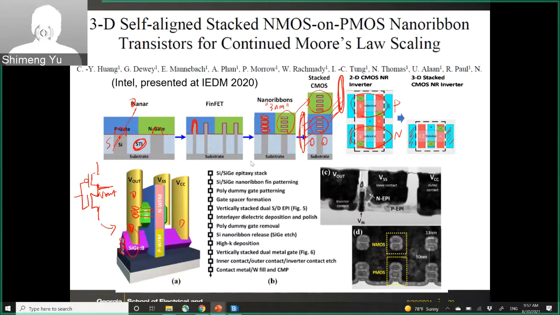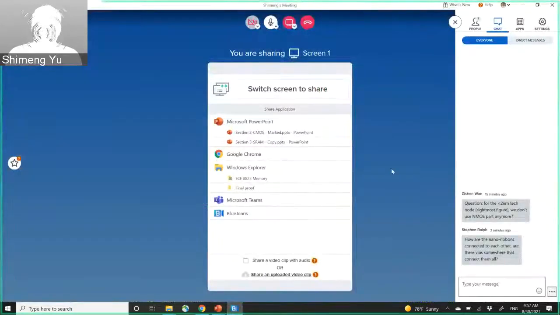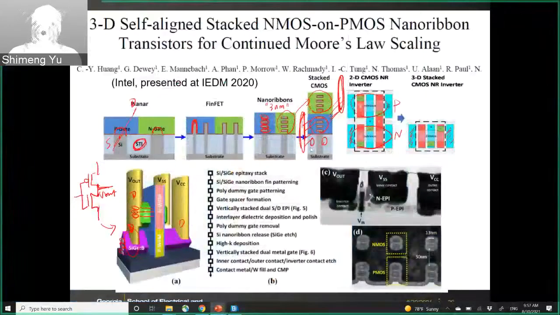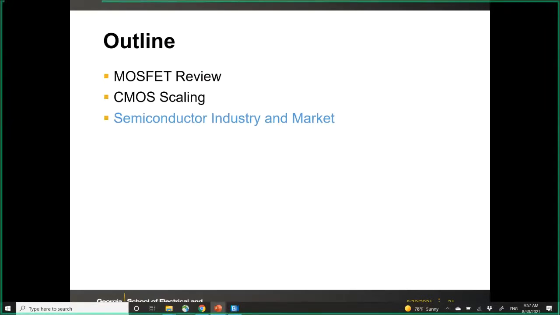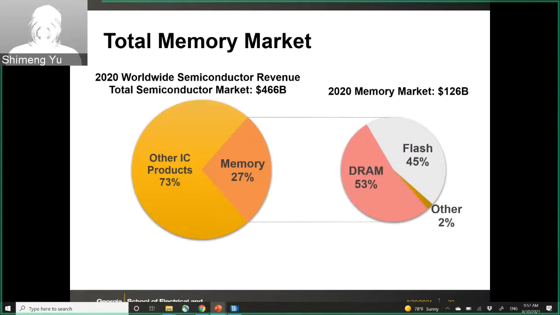All right, so let's move on. So finally, in this lecture 2, I will spend a few minutes on the industry landscape. This is not technical, but just for your information. So the total memory market. This is the statistics from last year. The total semiconductor revenue is about 466 billion. This includes everything.